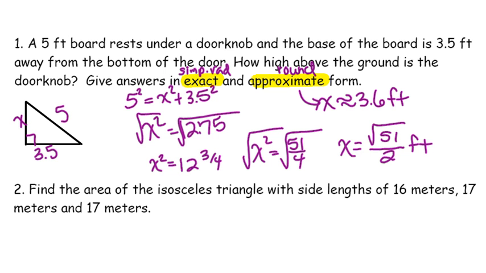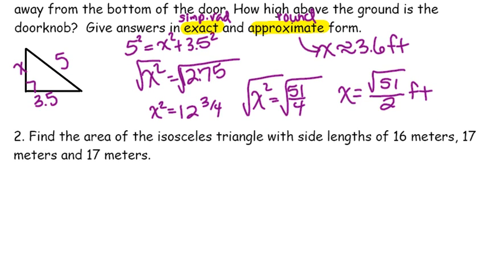Okay, so let's look at this second one. It says find the area of an isosceles triangle with side lengths of 16, 17, and 17. So we have an isosceles triangle going on. Let's go ahead and draw one of those. And we've got side lengths of 16, so this is the non-congruent side, 17 and 17. And it wants us to find the area.